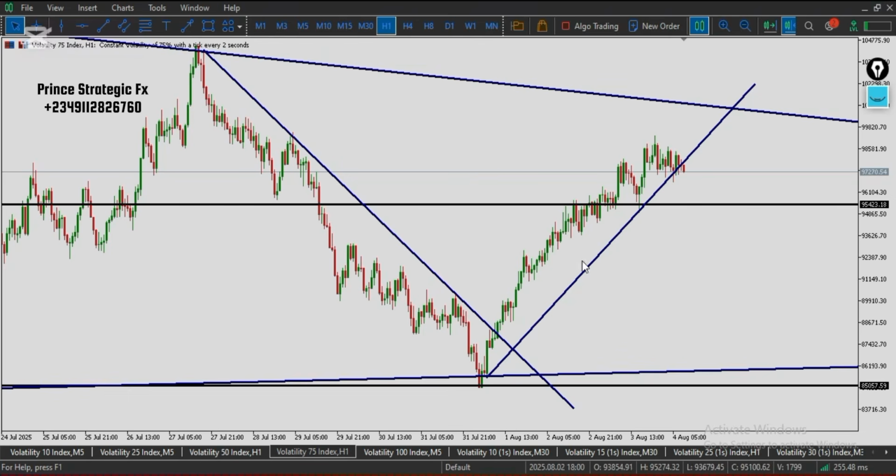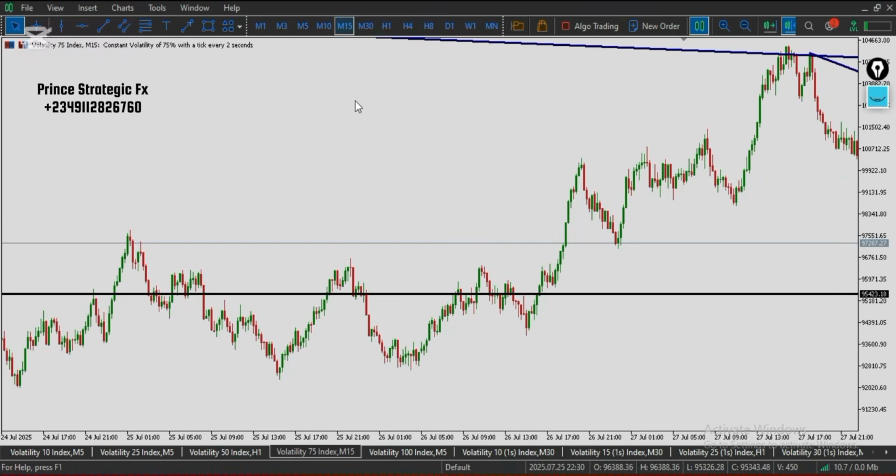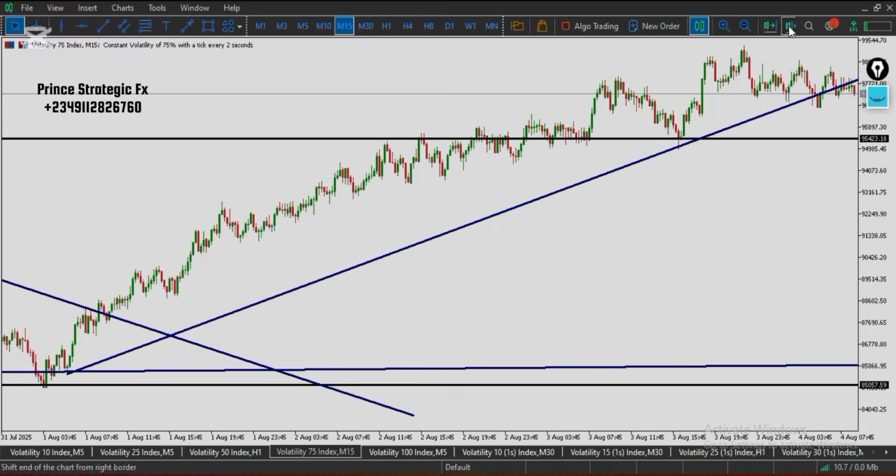So how do I spot an entry from this move, to catch this big move on volatility 75? Now, how do I spot this entry? It is very, very simple. I head over to my 15 minutes time frame. Sorry about that. So I head over to my 15 minutes time frame.